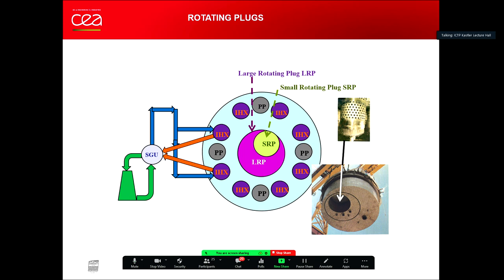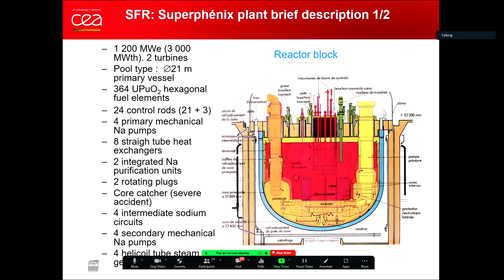Or you also have the possibility to transfer fresh fuel from the external vessel to be introduced in the reactor. This is Superphénix, with a lot of structures. Just to remember, I gave you the surface, 48,000 square meters inside. So it was huge, and 3,500 tons of sodium. Here you have the description. The diameter is 21 meters. It's huge. Now the reactors are smaller.